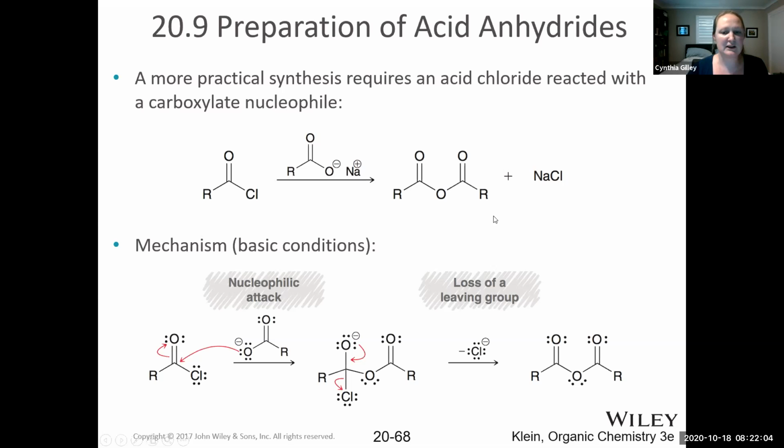Another way you could potentially make the anhydride is through the use of an acid chloride with a carboxylate. The carboxylate will act as a nucleophile, do a nucleophilic acyl substitution to get the anhydride. So again, we'll have a nucleophilic attack followed by loss of a leaving group, and that generates something neutral, so we don't need any proton transfers in this mechanism.